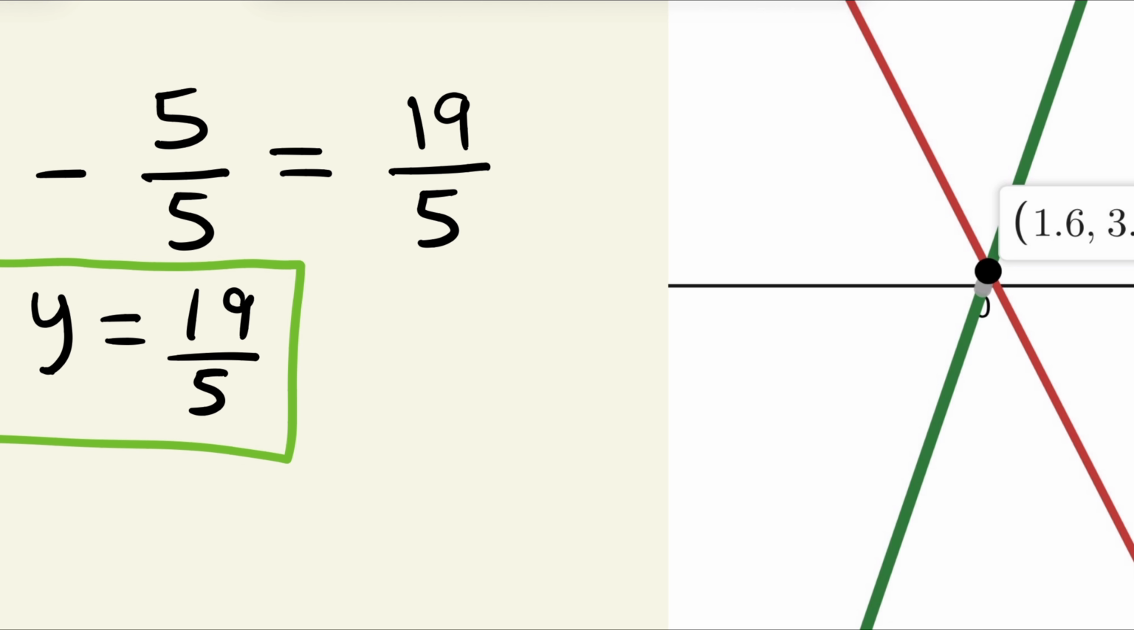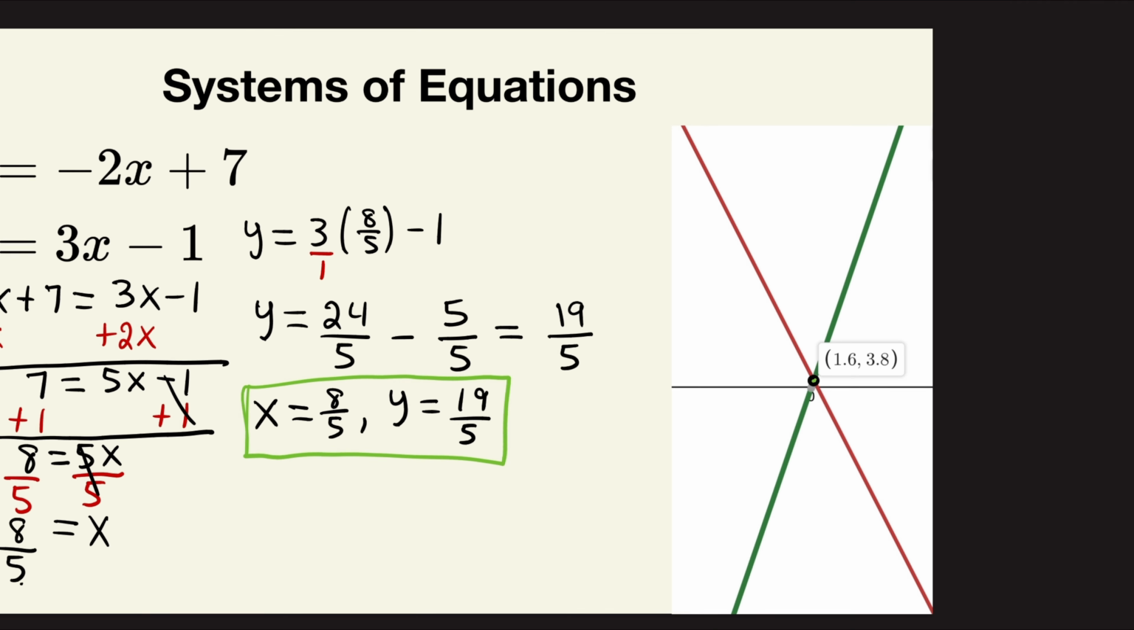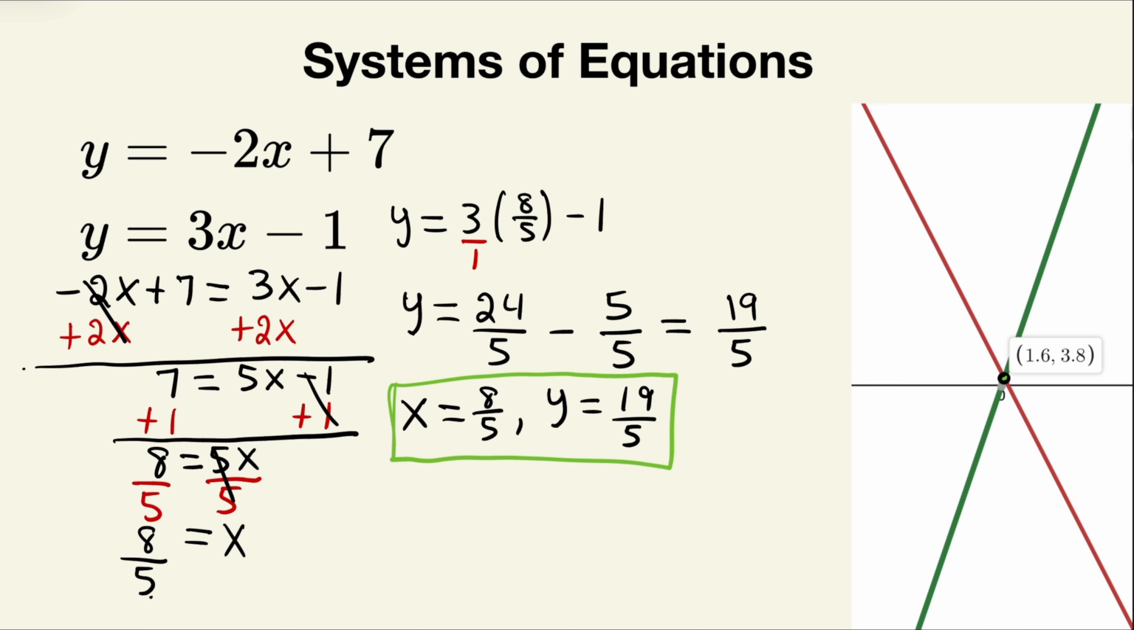Where you see this black dot, the two lines are intersecting. So we have the red line and the green line. So 1.6 is representative of 8/5 and 3.8 is representative of 19/5. The only thing that's different is that those were divided, leaving you a decimal. But this is the final answer. So the solution is the point where the two lines intersect.